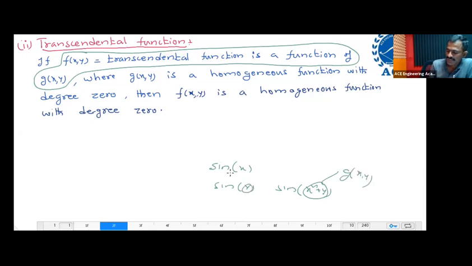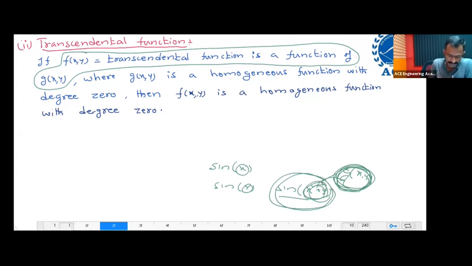Sine is a function of a single variable. Here sine is a function of two variables. So we are taking the inner function as g of x comma y only. When this inner function g of x comma y is a homogeneous function with degree 0, then only this sine function will be a homogeneous function with degree 0. Otherwise, it is not a homogeneous function. For any transcendental function, it is the same thing always.